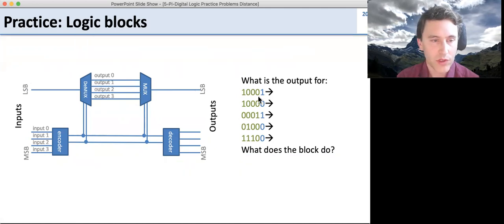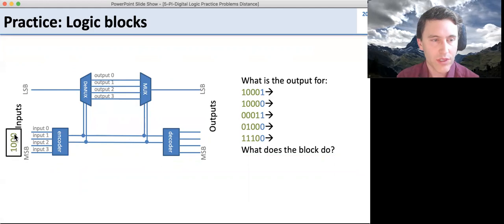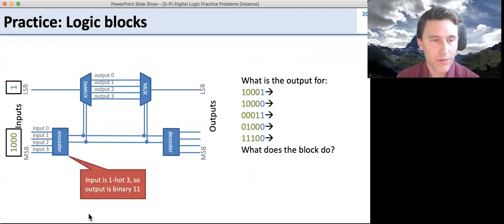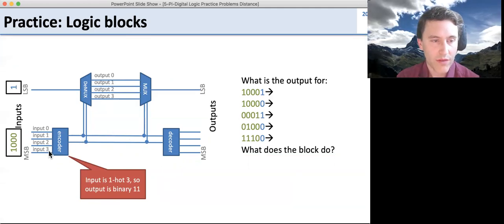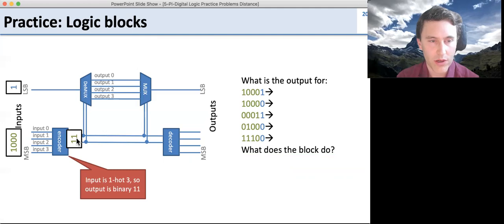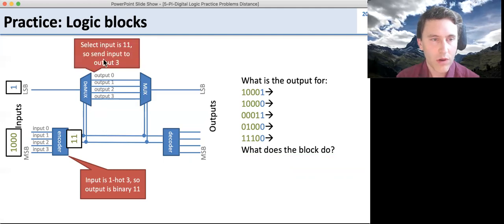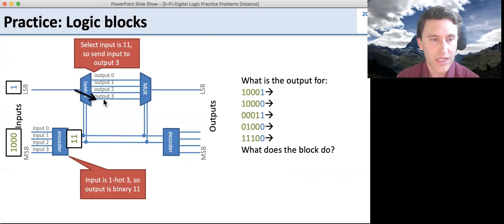Now let's walk through the first one of these. Here are inputs and outputs. So we put in 1, 0, 0, 0, and we put in 1 over here. Now the output is one-hot, so this is a 3. So it's going to be a binary 1, 1. So we have input 3 is true, and so we encode 3, we get a binary 1, 1. So we're going to have 1, 1 going out on these wires. Now, this 1, 1 going out on these wires is going to send it over to the demux here, and the demux is going to say, send this to output 3.